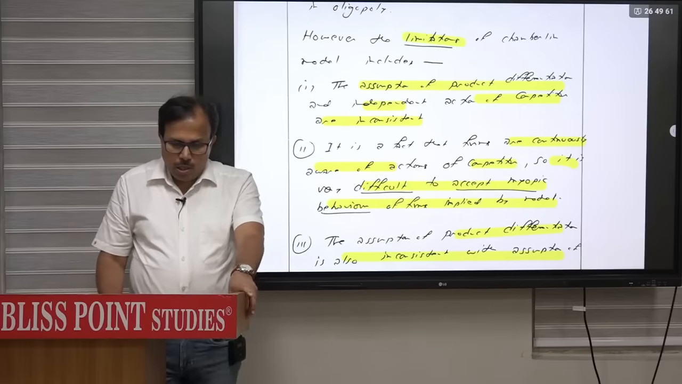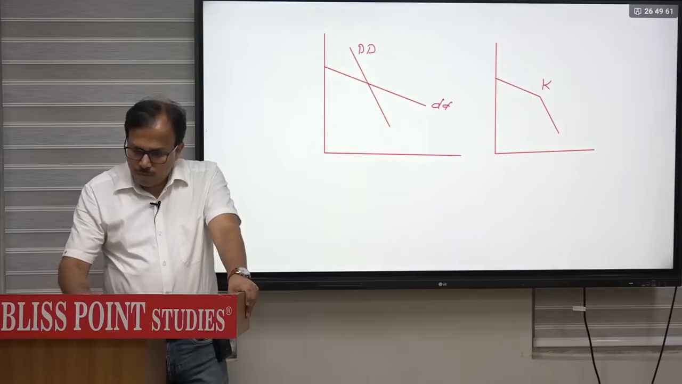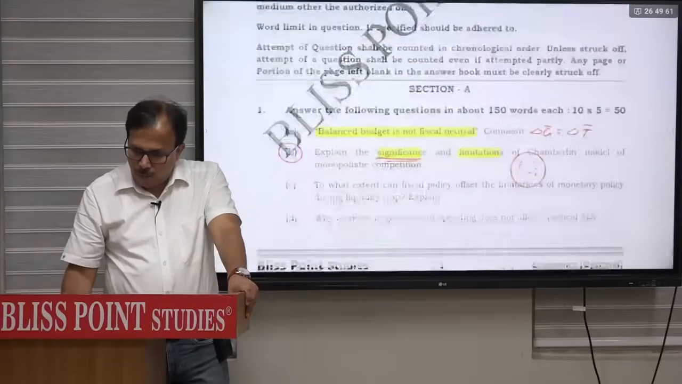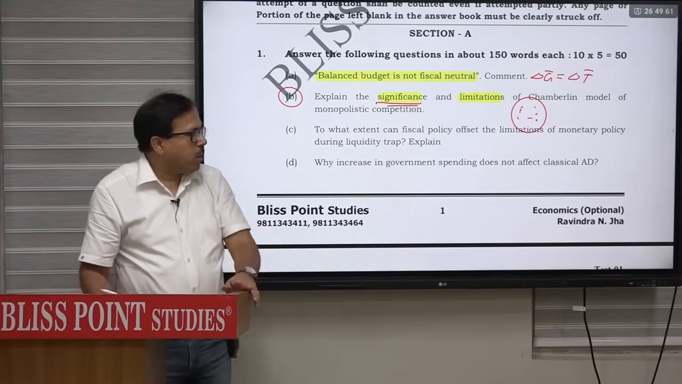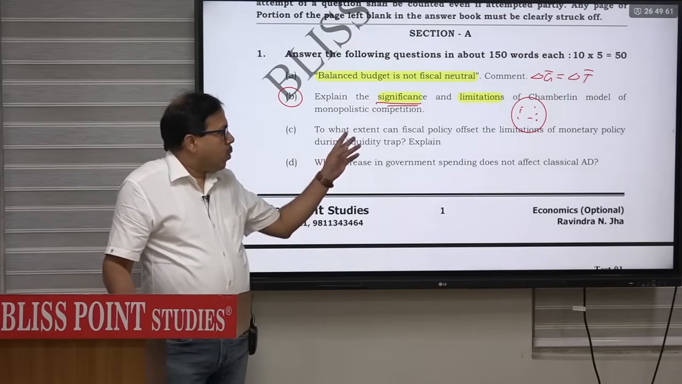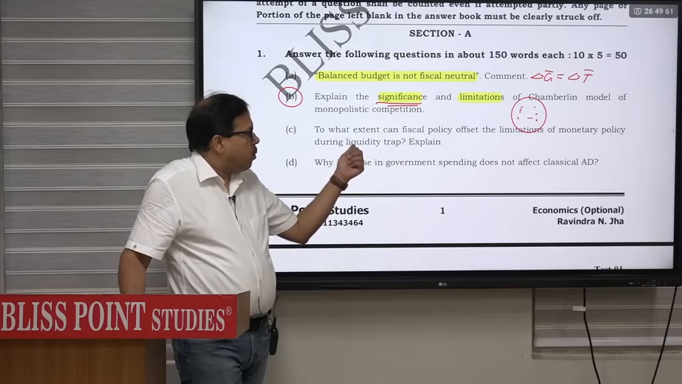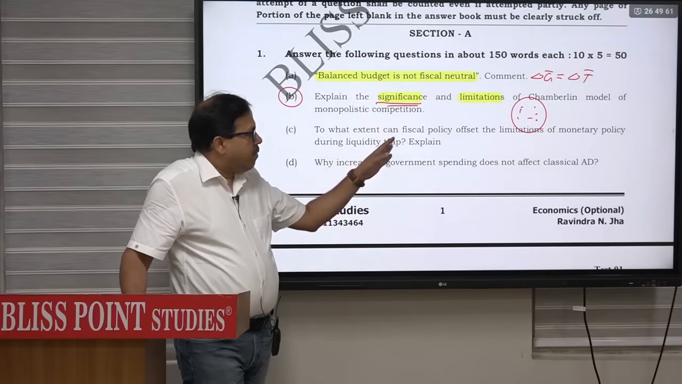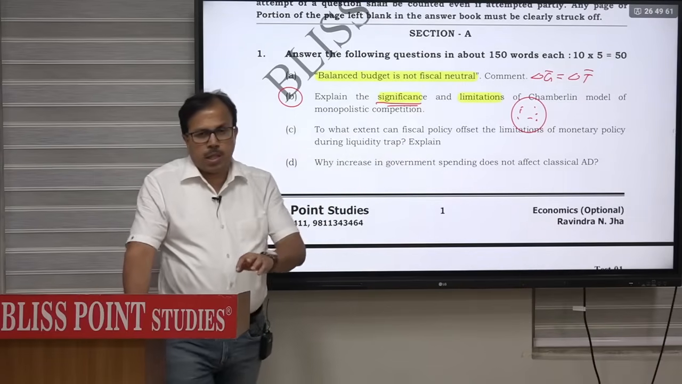Now question number 1C. One C is again from macro, तो जैसे combination of micro and macro question है. To what extent can fiscal policy offset the limitation of monetary policy during liquidity trap? Read the question again. To what extent can fiscal policy offset the limitation of monetary policy during liquidity trap?